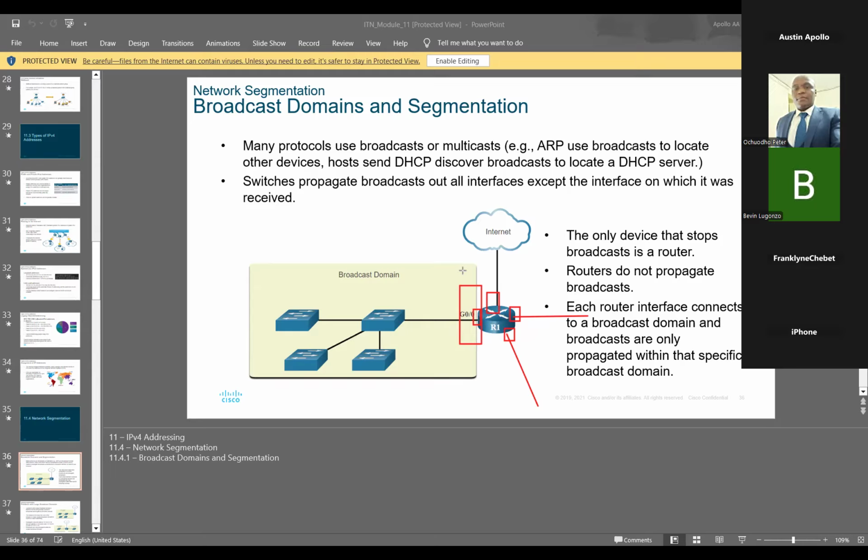Now that is for routers. For switches, each port on a switch, like this one, is a single collision domain. Every port on a switch that connects to an end host is a single broadcast domain. I mean, is a single collision domain. Okay.